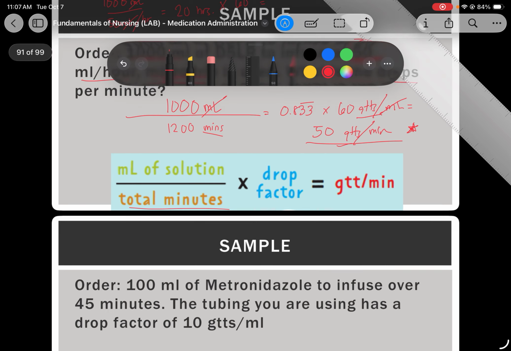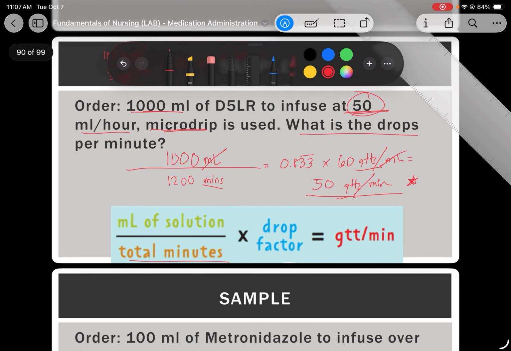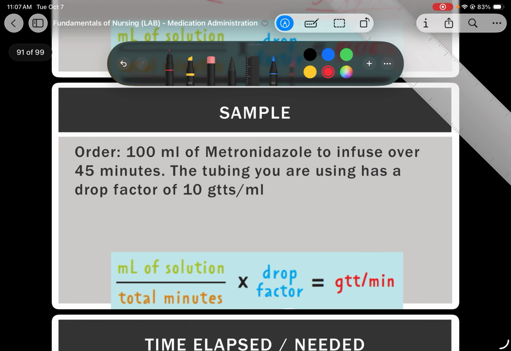So let's compute it. First is read the question. The question is the same as this one, class. What is the drops per minute? Sometimes, class, they won't put a question on it. They will just put the formulation there, and they will expect you to understand what they are looking for. Since you have your variables, then you have to input your variables. You don't need to compute it anymore. So 100 ml divided by 45 minutes, times 60.